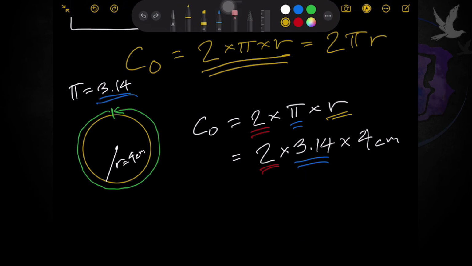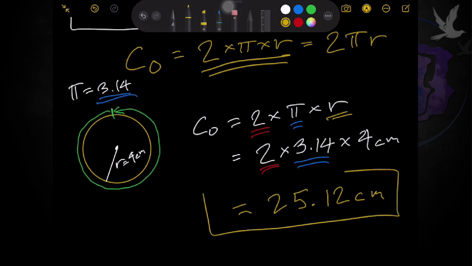Okay, so all you have to do now, syempre dito, mga maliliit na number, as much as possible, please don't use your calculators. Kasi basic na lang talaga to. Okay, multiplying everything, you will end up with an answer of 25.12 centimeters. Ganun lang. Okay, this is how easy it is.